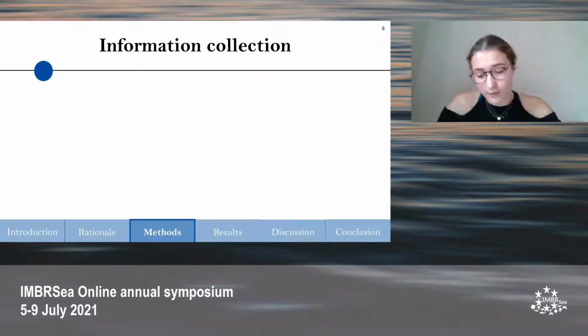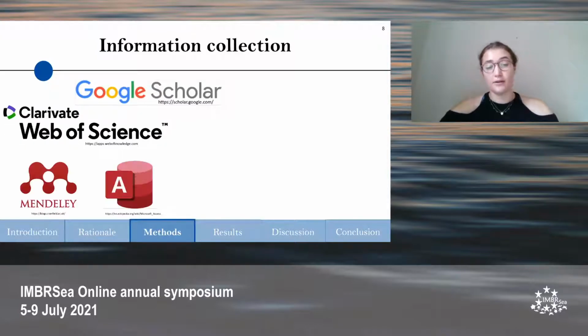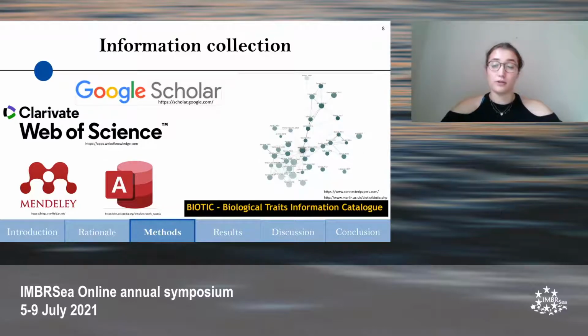So to collect all of this information, I used obviously Google Scholar and Web of Science. I used Mendeley to consolidate and keep all of my many references. I actually used Microsoft Access, which is a relational database software, which allowed me to consolidate all of my information regarding species traits. I utilised Biotic, which is a biological traits catalogue for Macrozoobenthos to give me an idea of different species traits. And then I also utilised a site called Connected Papers, which allows you to input a scientific paper and it will give you a mind map like this of other papers which are relevant or within a similar topic.